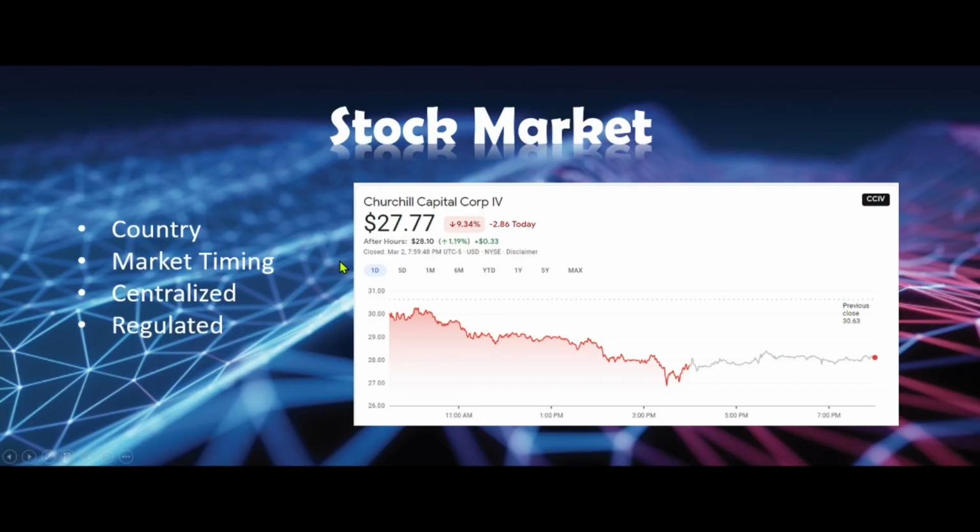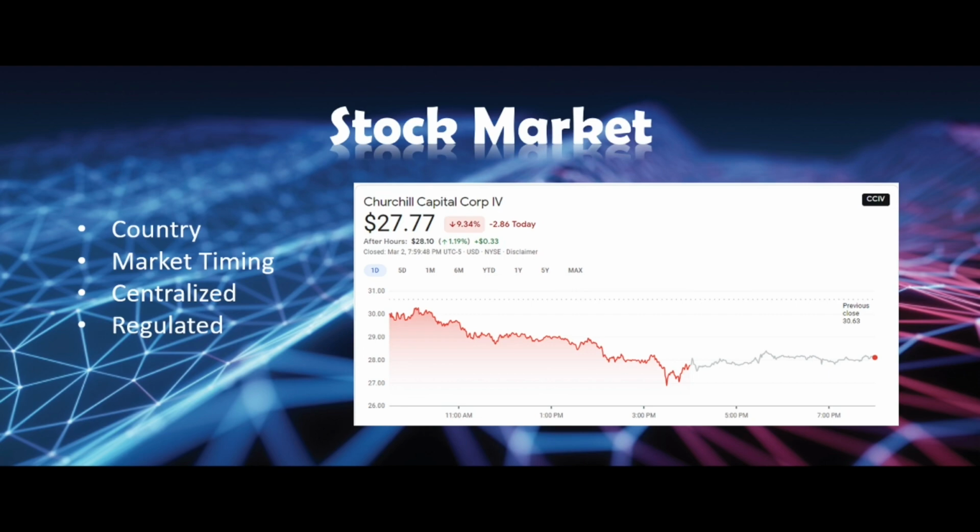So let's get started with the stock market. Stock market is very specific to a country, meaning that the United States has its own stock market, and it has some timing: it opens at one time and closes at another. There are also some transactions happening in after hours.